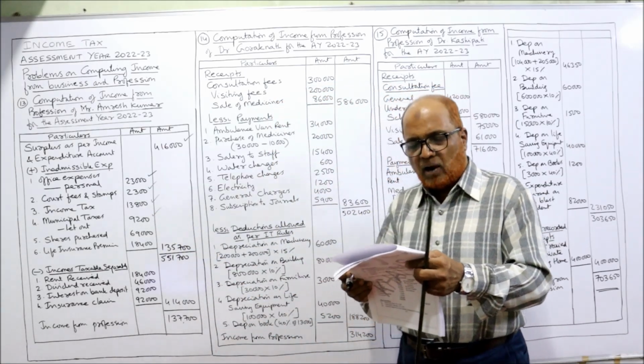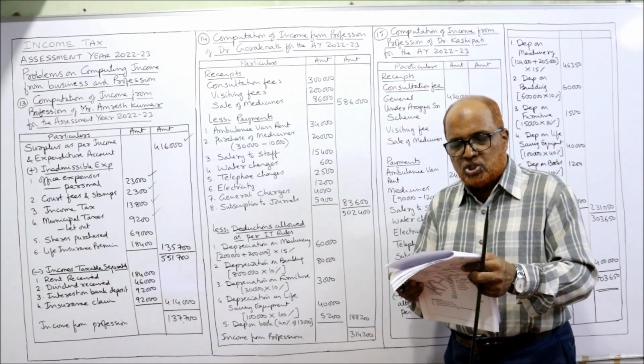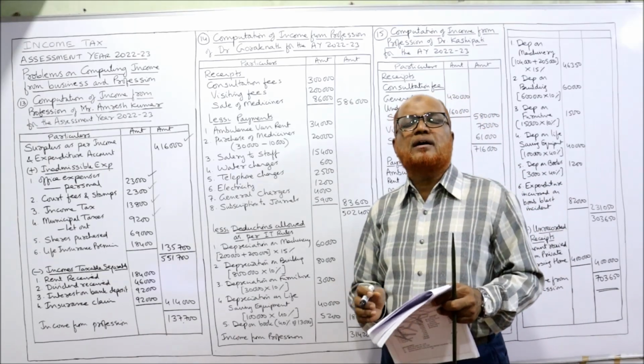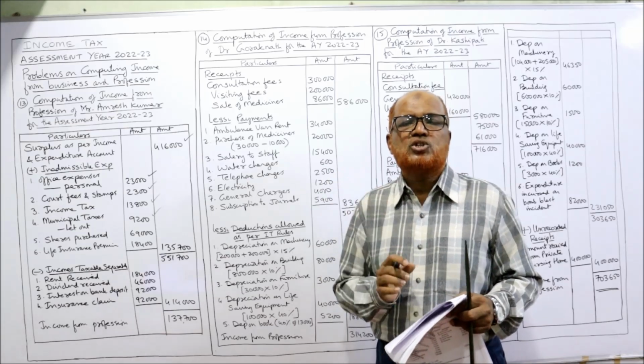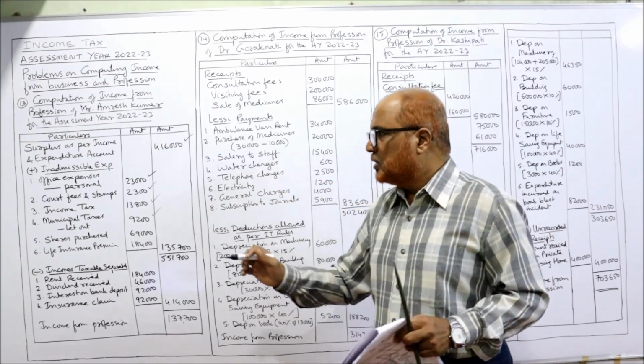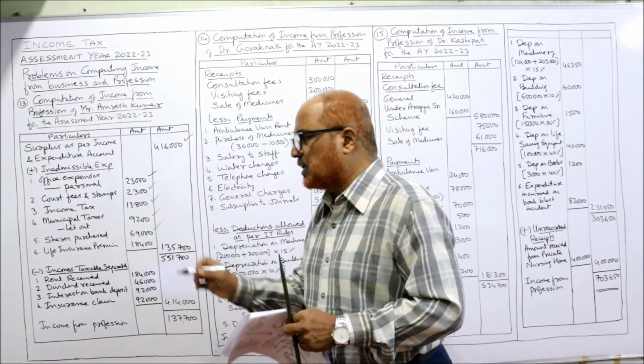Traveling expenses allowed. Telephone charges allowed. Shares purchased of a limited company. It is the investment. It's the capital expenditure. Not allowed. So shares purchased, disallowed.